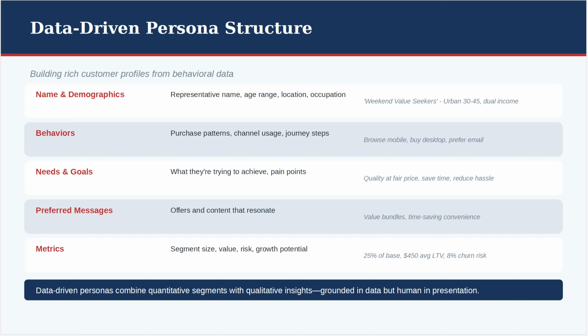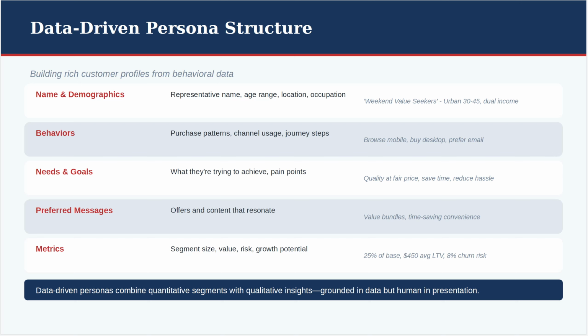Then we've got behaviors. What does this persona do? How do they shop? What channel? What triggers? Then we've got needs and goals. What is this persona trying to achieve? What problems are they solving? So sometimes inferred from behavior, sometimes enriched with survey data. Why do they behave this way?